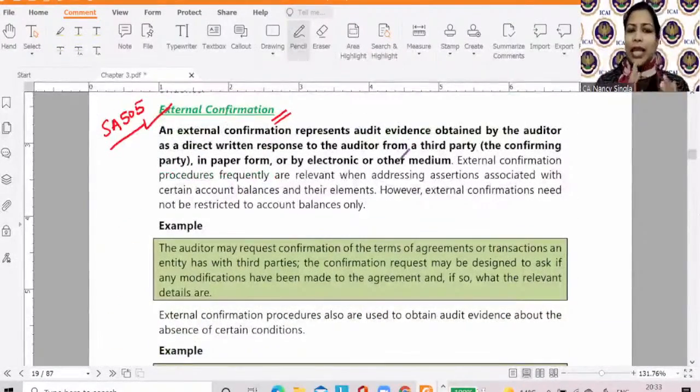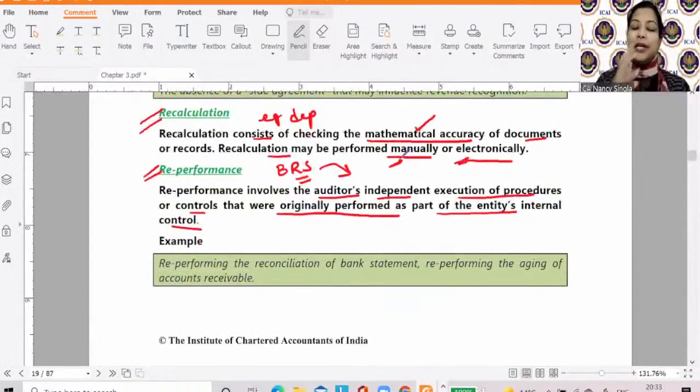Okay? External confirmation. It is what? It represents audit evidence obtained by the auditor as a direct, written response to the auditor from the third party, and it can be in paper, electronic or other media. Not just account balances, you can also see what terms and conditions are there, and the absence of conditions. There is a word mentioned, side agreements, for which I am getting queries, but I'll be discussing that in detail. SA 505.